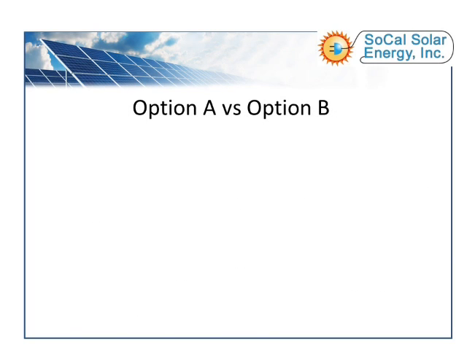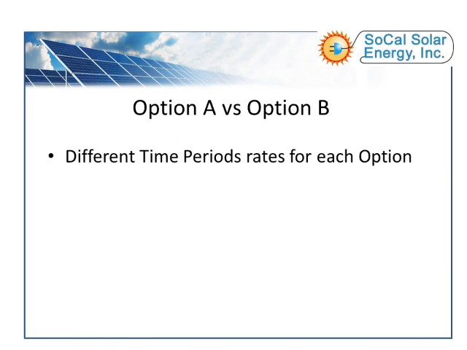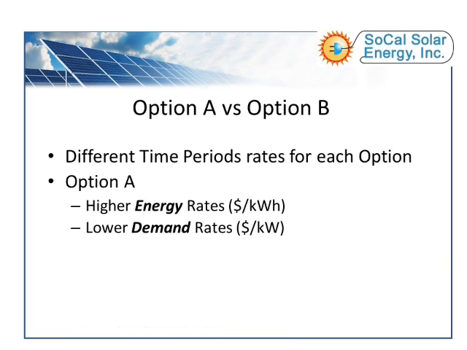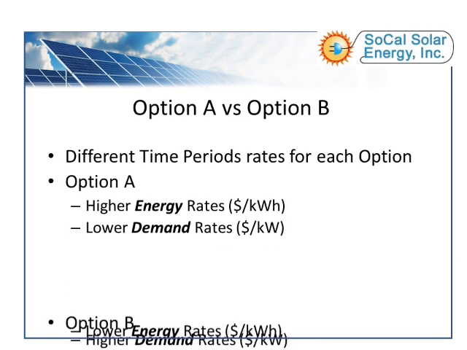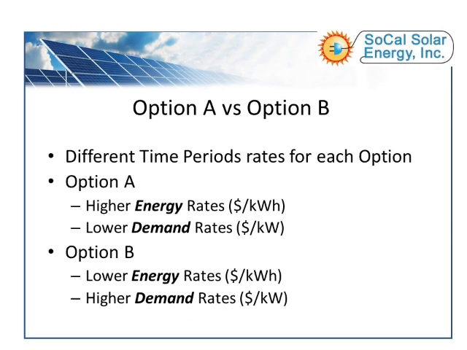Option A versus Option B. There are different time period rates for each option. Option A has higher energy rates and lower demand rates. Option B has lower energy rates and higher demand rates. You need to be on an option that keeps your bills the lowest. Option B is probably best if you do not have a solar system, and Option A if you do have a solar system. This is definitely a factor in determining what the solar system payback will be for you.